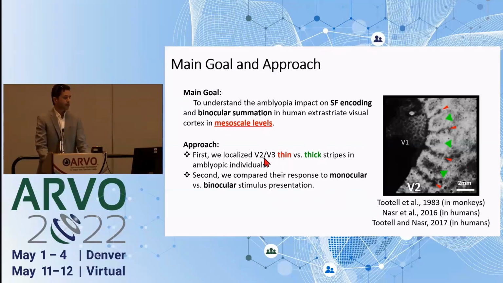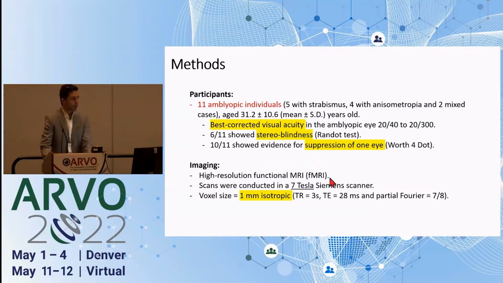So our approach was first to localize V2, V3, then localize thin and thick stripes within them, and then measure and examine their response to monocularly and binocularly presented stimuli. 11 amblyopic subjects participated in this study. 5 of them were strabismic, 4 were anisometropic, and 2 of them showed mixed cases. Best corrected visual acuity was 20/40 to 20/300. 6 out of 11 showed stereo blindness, and 10 out of 11 showed suppression of one eye, and the other subjects showed diplopia.